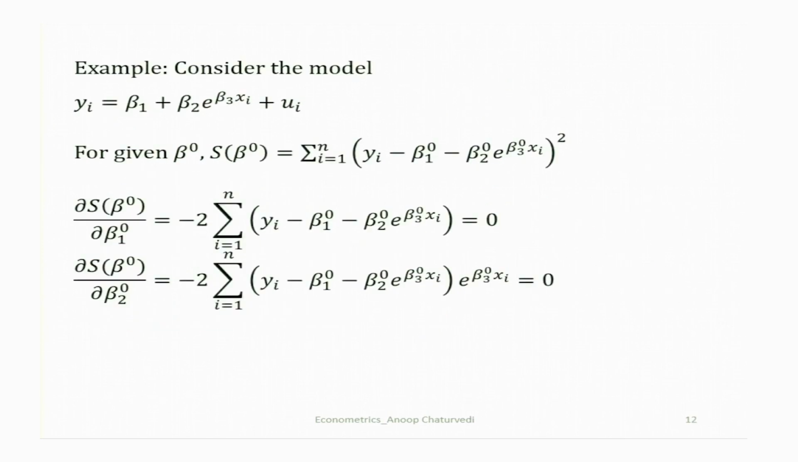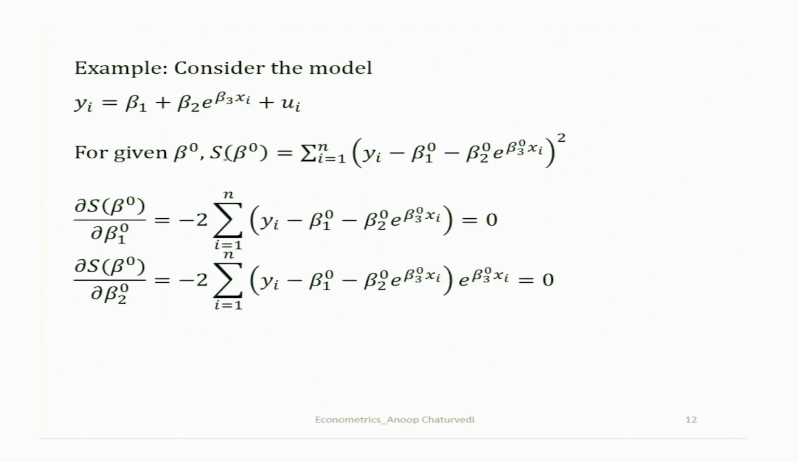For example, if we consider this model y i equal to beta 1 plus beta 2 e to the power beta 3 x i plus u i, then for given beta naught, S beta naught is equal to summation i, y i minus beta 1 naught minus beta 2 naught e to the power beta 3 naught x i, whole square. And then if we differentiate this S with respect to beta 1 naught, we obtain minus twice summation y i minus beta 1 naught minus beta 2 naught e to the power beta 3 naught x i equal to 0. You have this term.